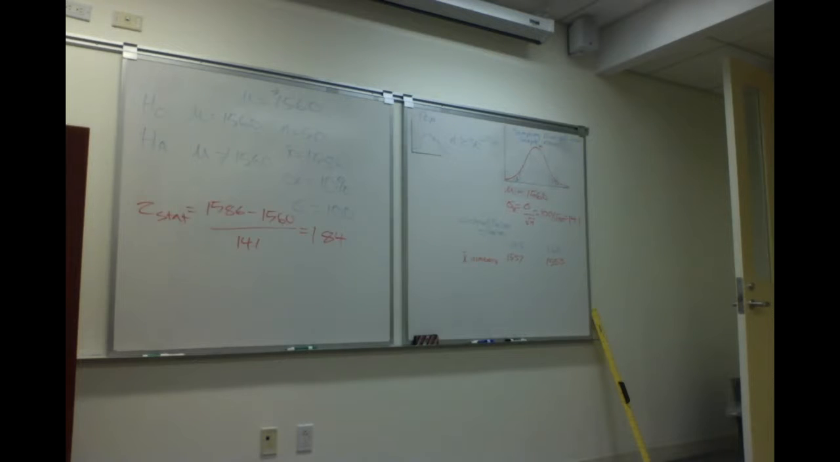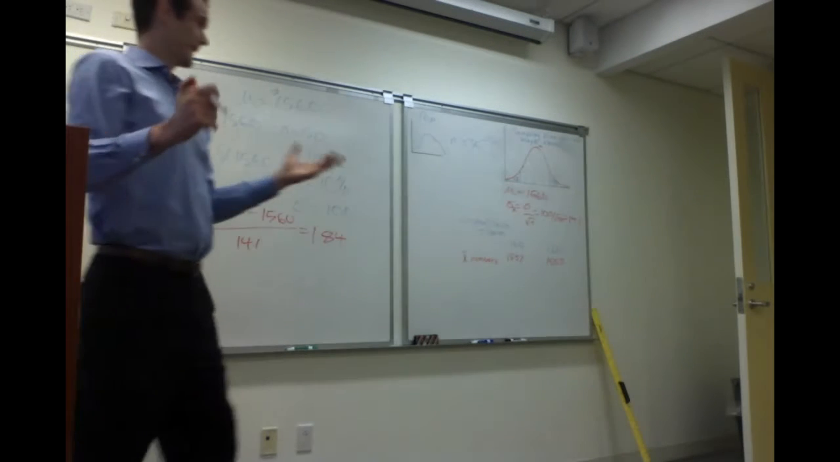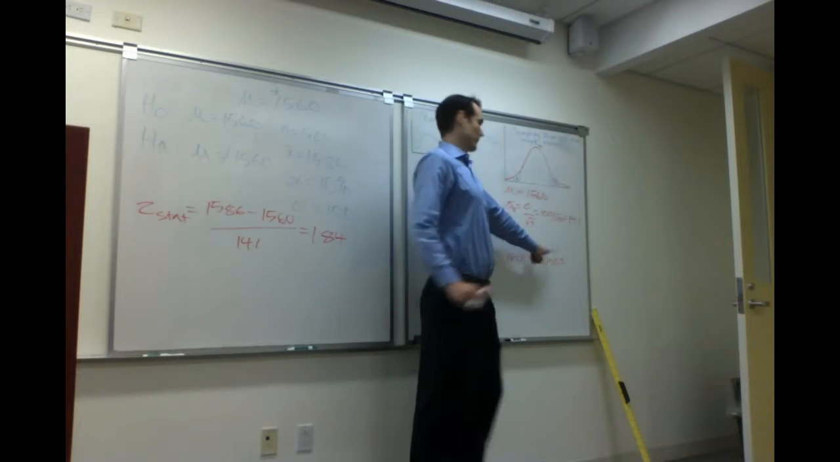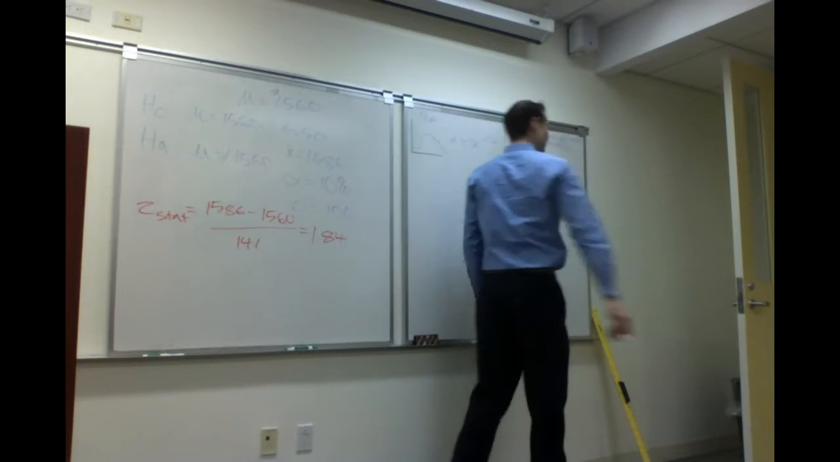How does that fit in with our decision paradigm? 1.65. Yes, it's above, on that right tail end. It's above what? 1.65. Right? It's right here. So it's in the reject area.